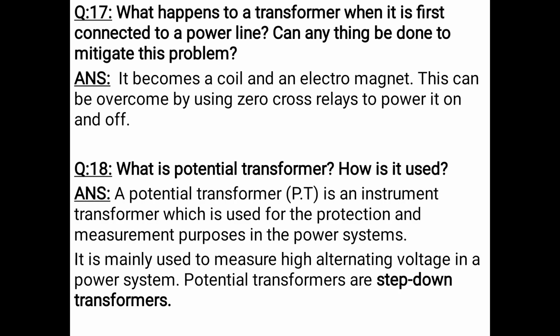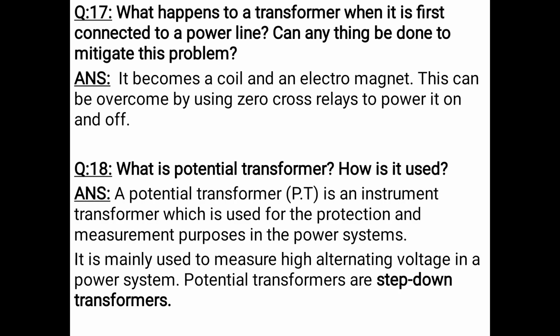Number 17. What happens to a transformer when it is first connected to the power line? Can anything be done to mitigate this problem? Answer: It becomes a coil and an electromagnet. This can be overcome by using zero cross relays to power it on and off.